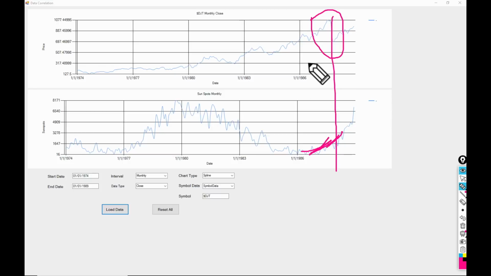And by the way, guys, for those of us who were around in 1987, which I was, this was considered one of the largest crashes in the history of the stock market. It was the second largest crash, only second to the Great Depression.